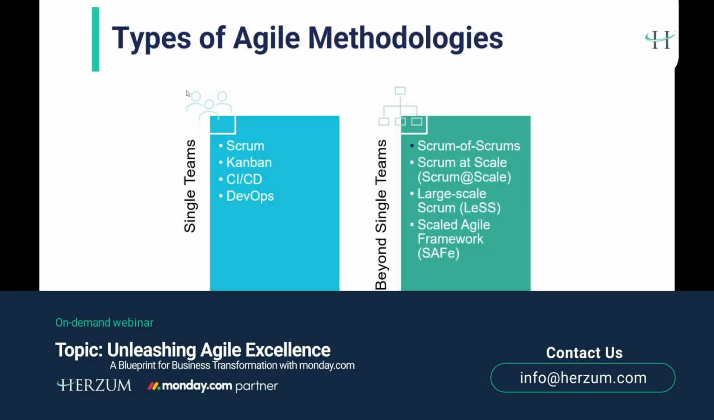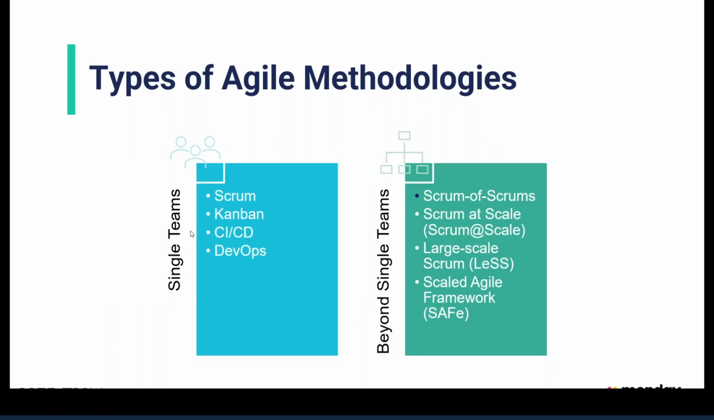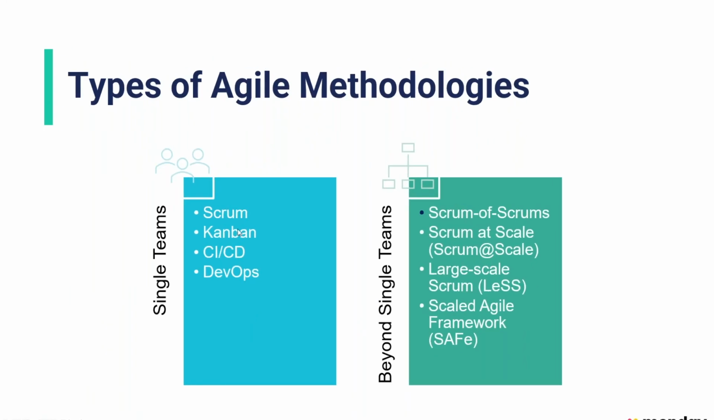For those that are not familiar with the different types of agile methodologies, it's really a way of working, right? What we look at is that there are single team approaches to agile. The most common ones that we hear out there are Scrum, Kanban, CI/CD, and a lot of people use DevOps or DevSecOps, which includes the security piece of the development and operations. And so that gets to be included into those single teams.